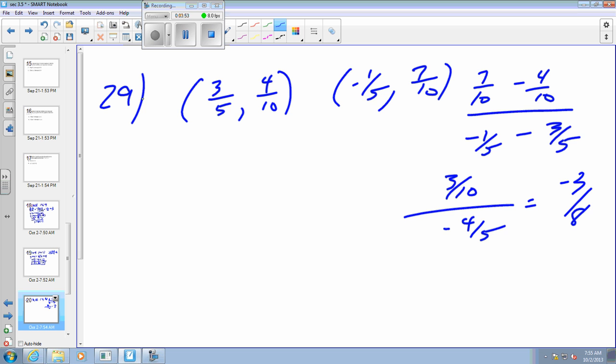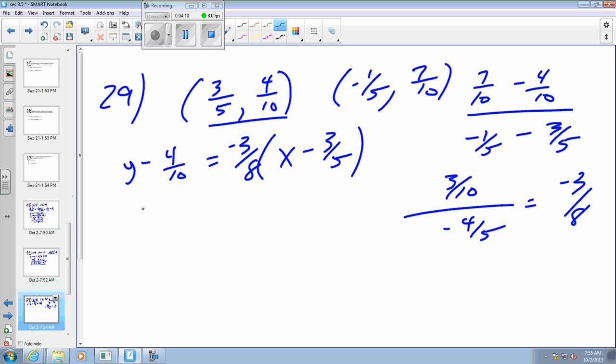Simplifying now, we want to plug this and one of the 2 points into point-slope form. I get y minus y1, I'm using this point again, equals the slope times the quantity of x minus x1. Simplifying, I get negative 3/8 x plus 9/40. Negative times negative is positive, 3 times 3 is 9, 8 times 5 is 40.